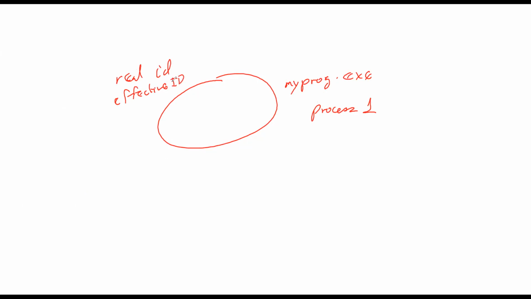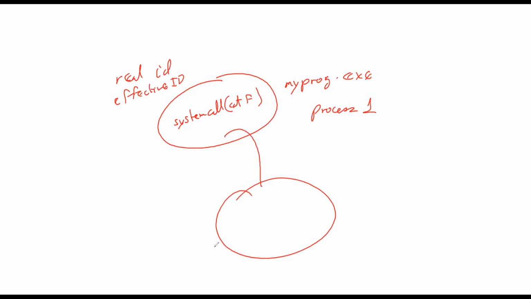We already learned that we can have a system call, and we hard coded the system call just to be cat some file, right? And we know though that this system call can spawn process 2. And if there's vulnerabilities in there, we can retain the effective ID. However, there's an even bigger problem.